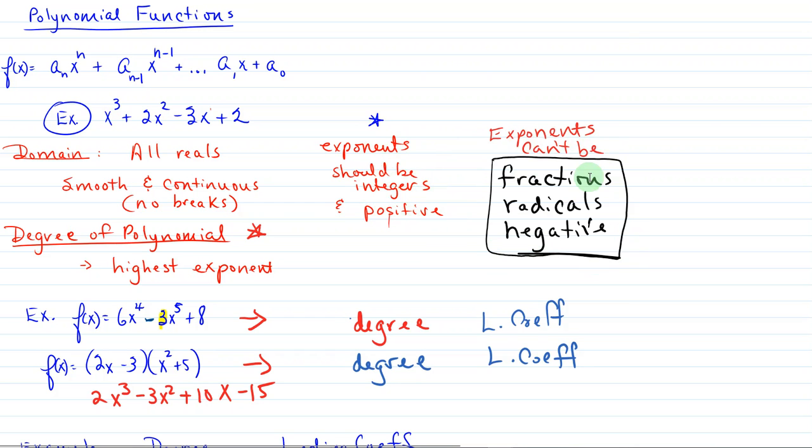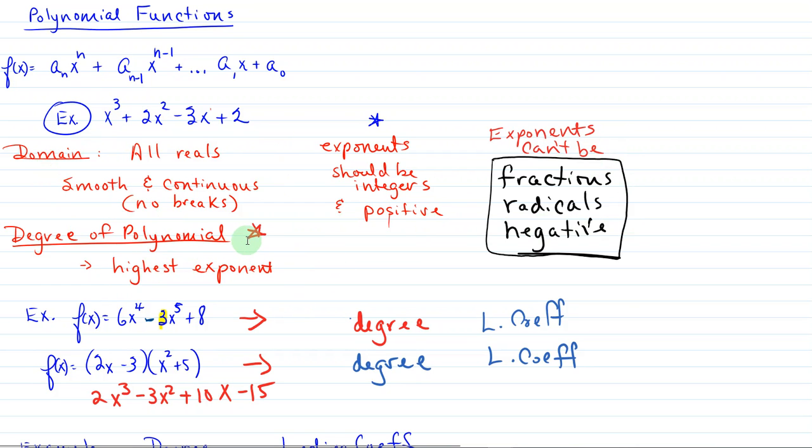This little box shows us what exponents can't be in a polynomial. We can't have a fraction, we can't have a radical, we can't have a negative. If you're looking at the graph, they're going to be smooth and continuous with no breaks. So all of that right there is information about what a polynomial should be.